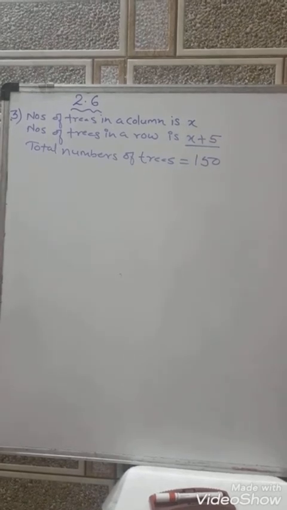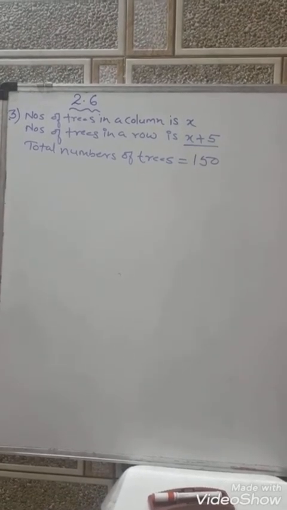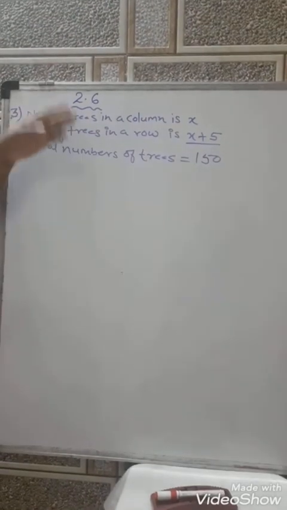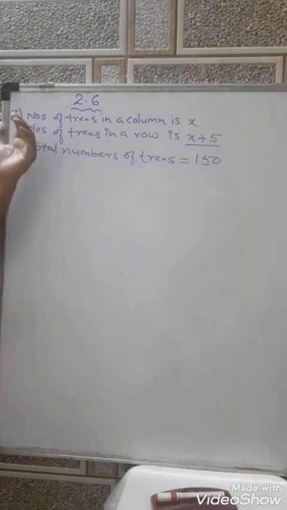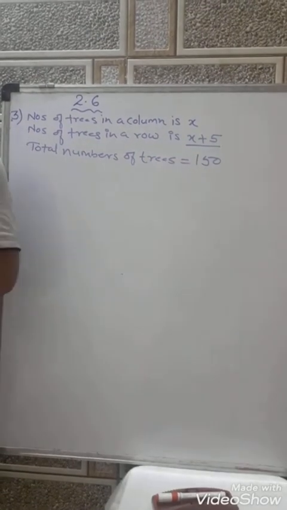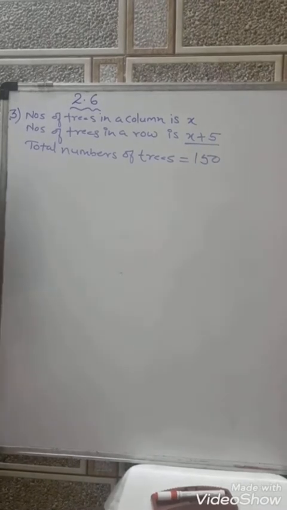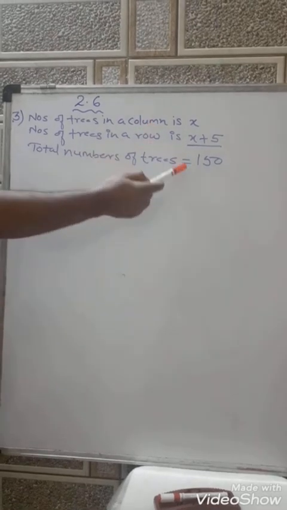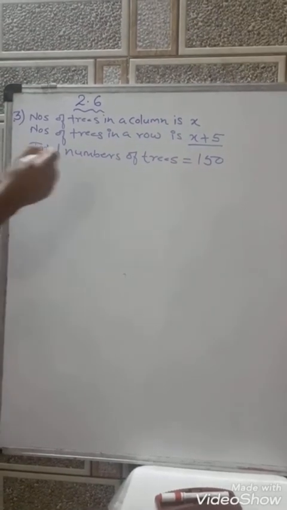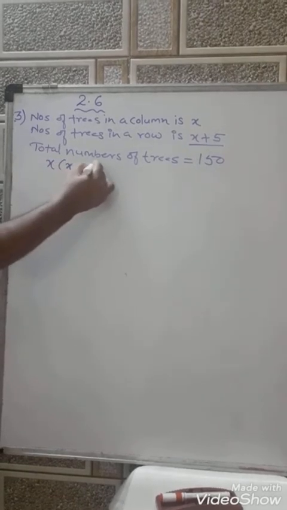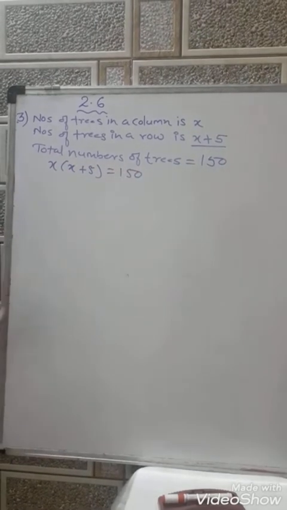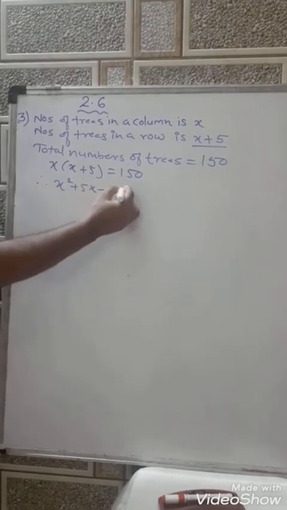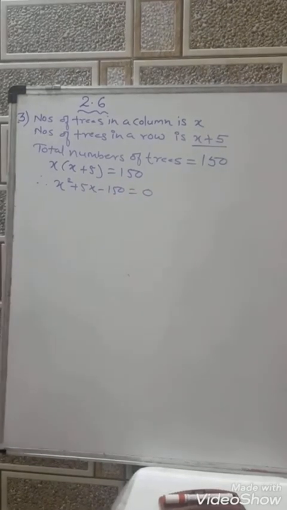Find the number of trees in each row and each column with the help of the following flow chart. The number of trees in a column is x. The number of trees in a row is x plus 5. The number of trees is 150. Now we frame the quadratic equation. As we know, row times column equals the total number of trees. So x multiplied with x plus 5 equals 150. What do you get then? x square plus 5x minus 150 equals 0.